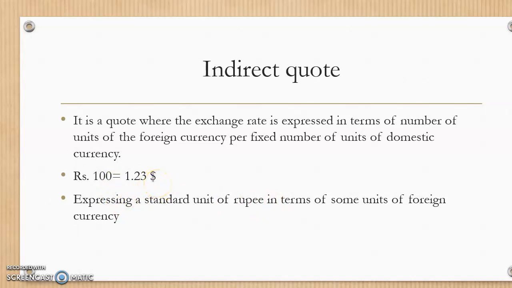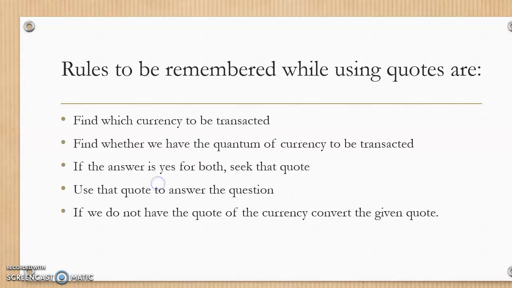There are a couple of rules that we will have to remember while using the quotes. Now, what are those? First one is to find which currency is transacted. Second is to find whether we have a quantum of currency to be transacted. If the answer is yes for both, then you should establish or determine the quote. Thereafter, you can use that quote to answer the question. If we do not have the quote of the currency, then you may have to convert the given quote.